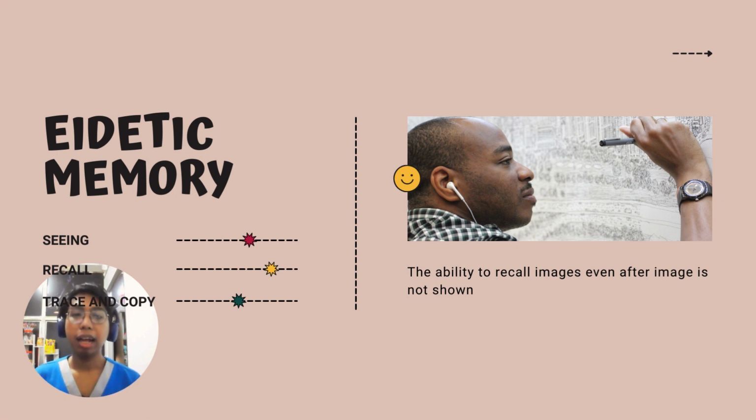But there is also some research that wants to prioritize the criteria for a person to have eidetic memory, which is seeing, recall, and trace and copy. So the ability to trace and copy is not something that all can do. So that's how eidetic memory should work. You can see the image even when the image is not shown anymore, able to recall the information and also to copy back what you have seen as accurately as it can be.